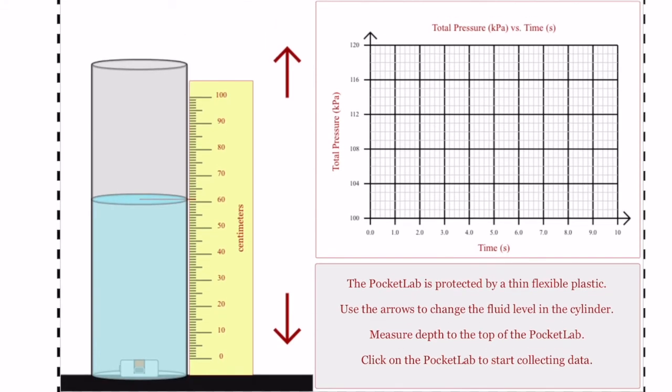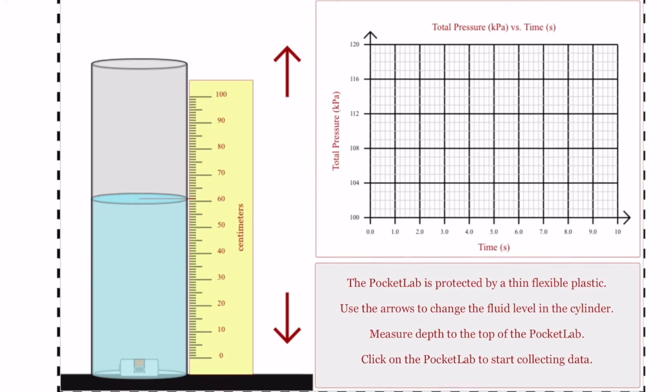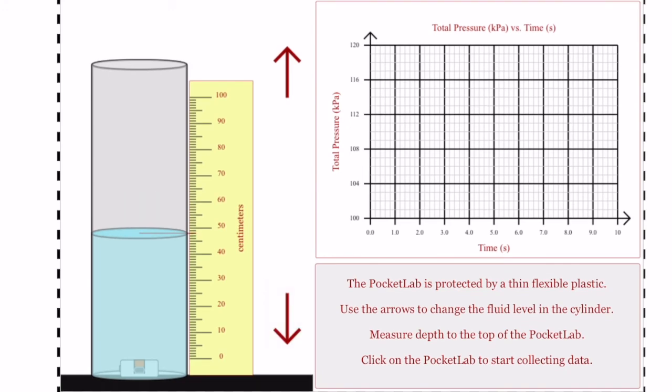You're then going to have different amounts of fluid above that PocketLab, and you can use the arrows to move the fluid level up and down. Get a nice variety of depths, and for each depth you're going to measure the pressure. To measure the pressure, you're going to click on the PocketLab underneath of the fluid.